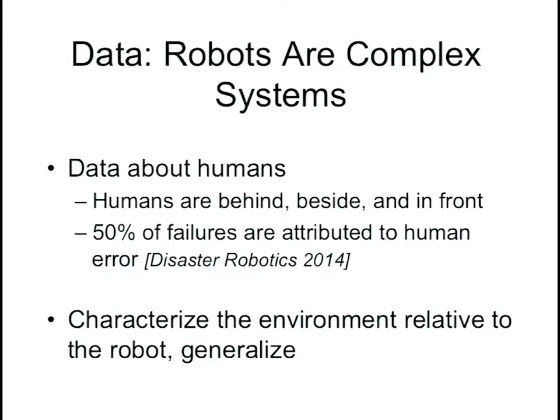So if you look at the data about the humans, I think of it as the humans can be behind the robot, those are the operators. People can be consumers of the information from the robot. They're less interested in the robot than in what it's doing for them. Or they can be in front of the robot, where the robot is physically interacting with them.